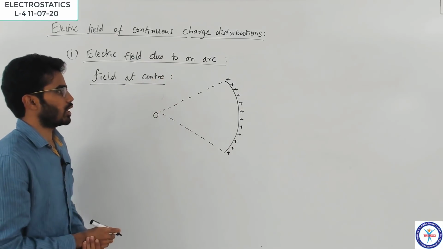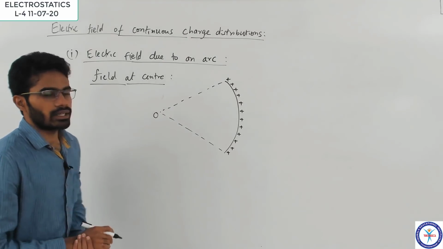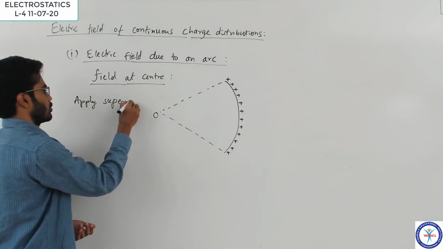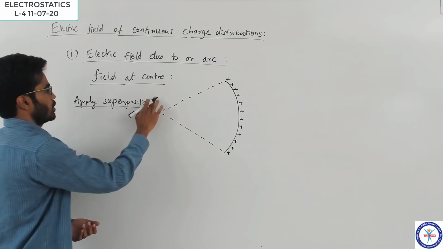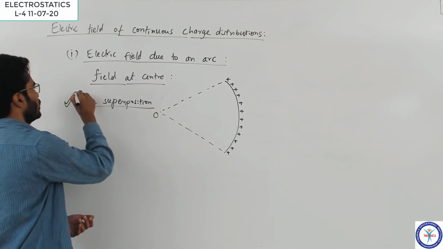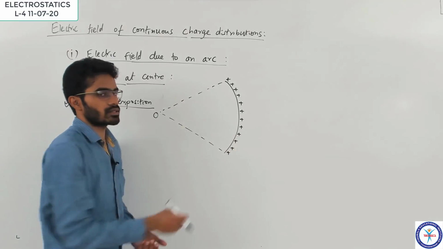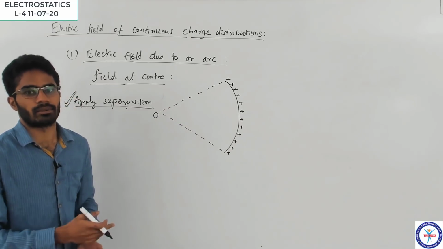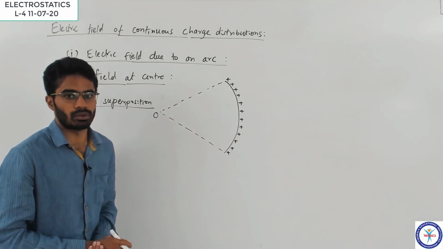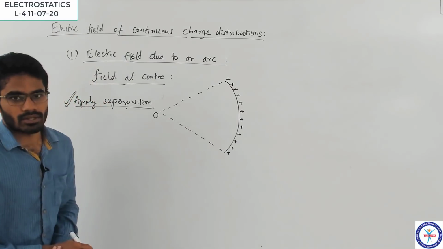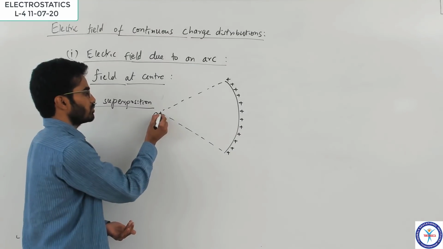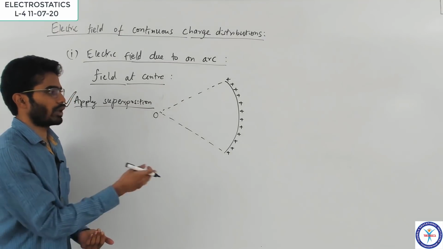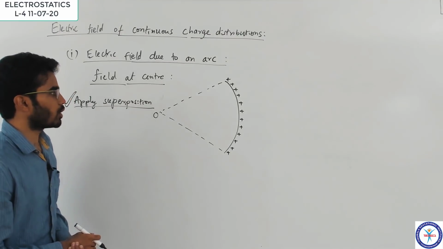So what could be the field at the center? How do we approach it? The idea is the same. We apply superposition. Whenever there are multiple charges, here also there are several charges, we have to calculate the field at some point due to all charges and add them vectorially. But since this is a continuous charge distribution, now we have an integration approach. We can't add one by one. We will integrate. Let's see how we do that.